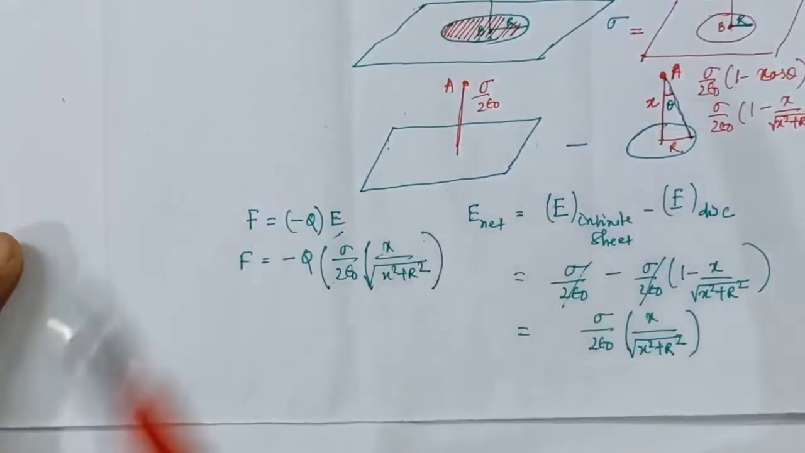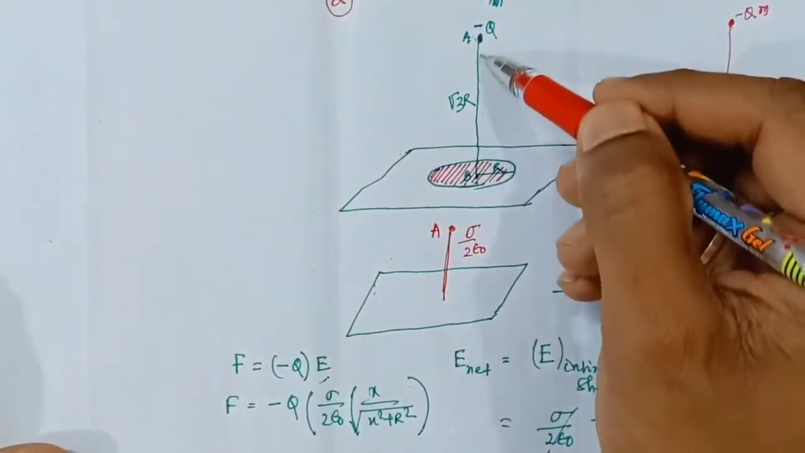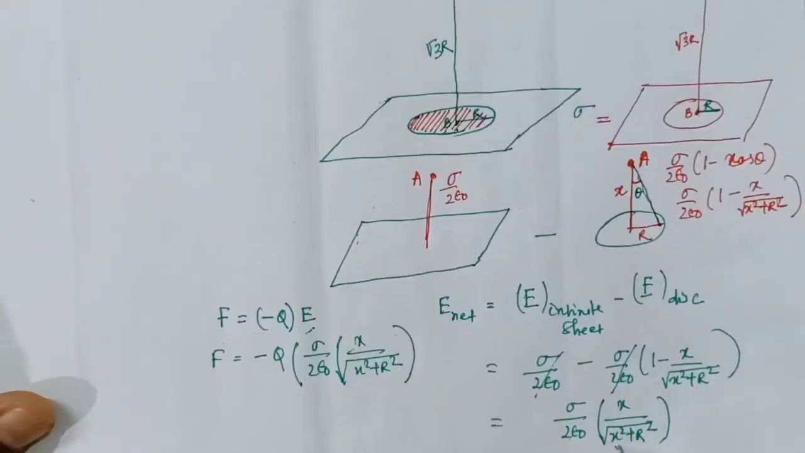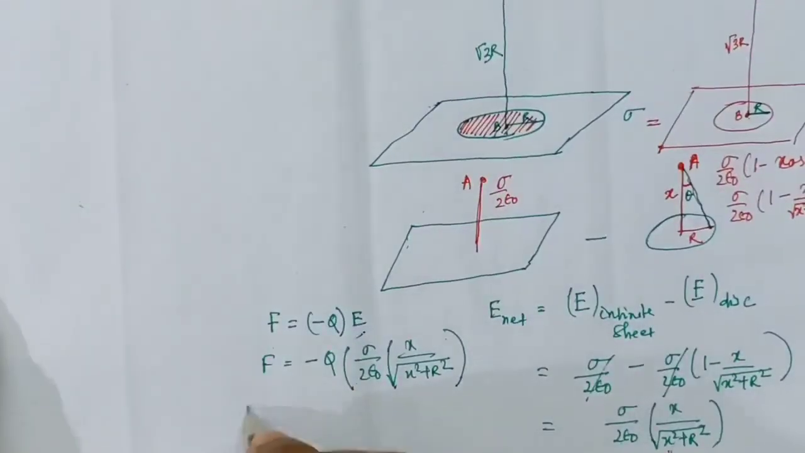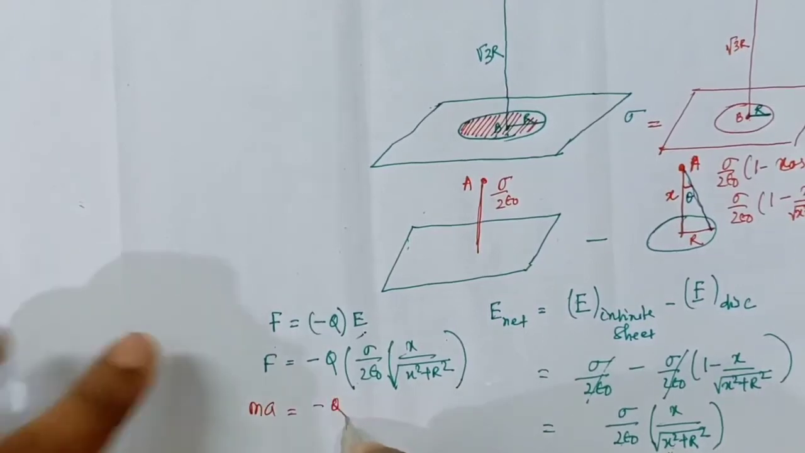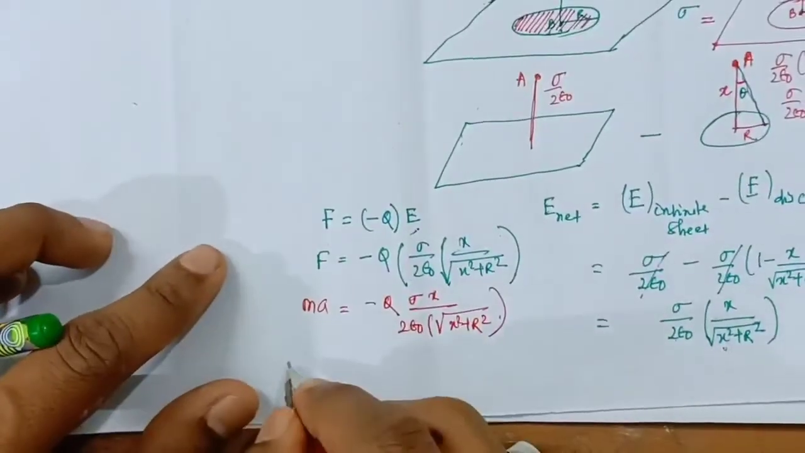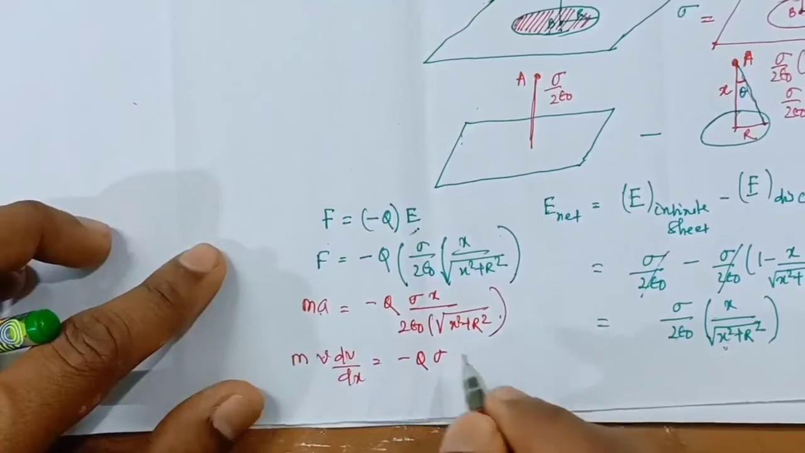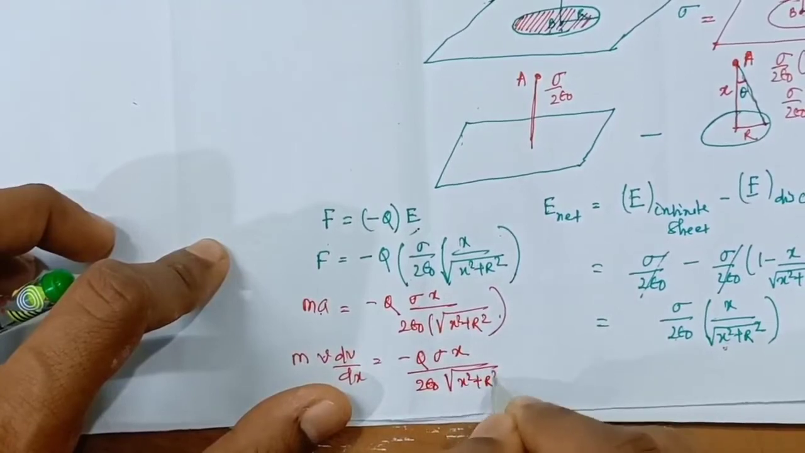If you observe very carefully, with increase of the distance the field will change, because it depends on x. So I have to use integration techniques. F can be written as ma equals minus q sigma x upon 2 epsilon naught root over of x square plus r square. And a can be written as v dv by dx, so m v dv by dx equals minus q sigma x upon 2 epsilon naught root over of x square plus r square.